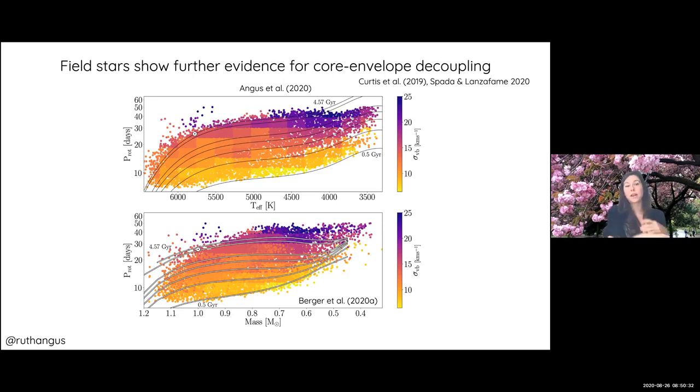And so the main takeaway from this paper was that these kinematic ages, velocity dispersions, provide further evidence for there being this core-envelope decoupling process in the interiors of stars, which is creating this kinking and this flattening out of the gyrochronology relations. Please ask me more about that if that wasn't a very clear explanation. Just ask me at the end and I can explain it in more detail.